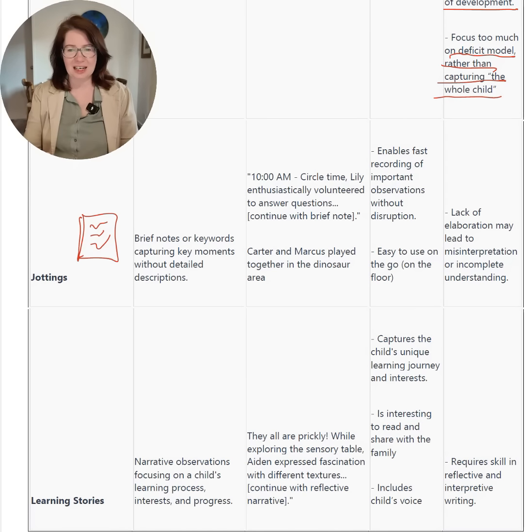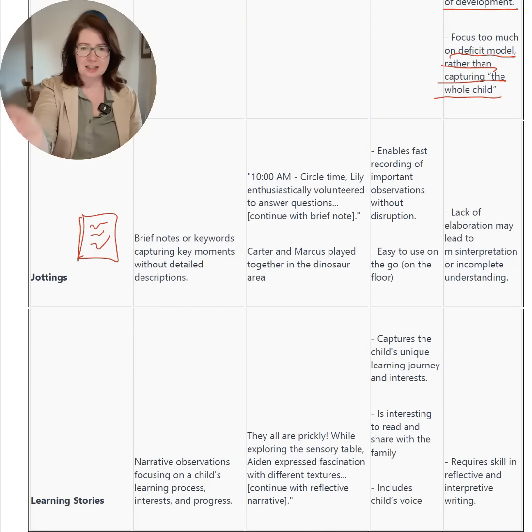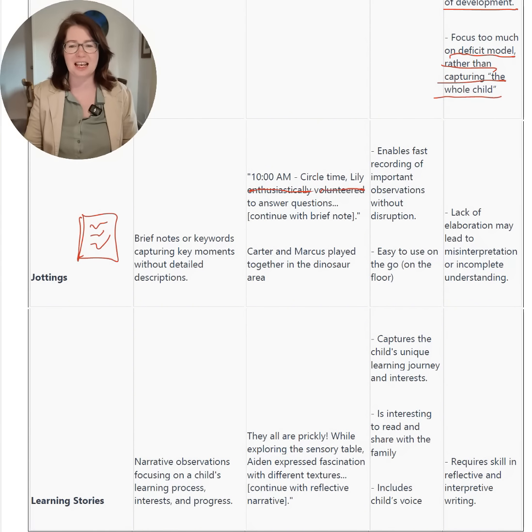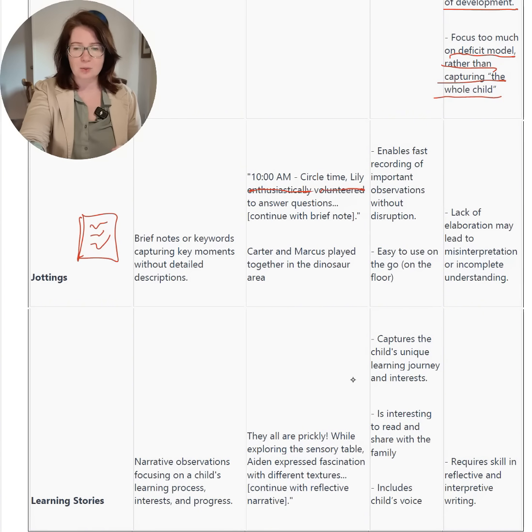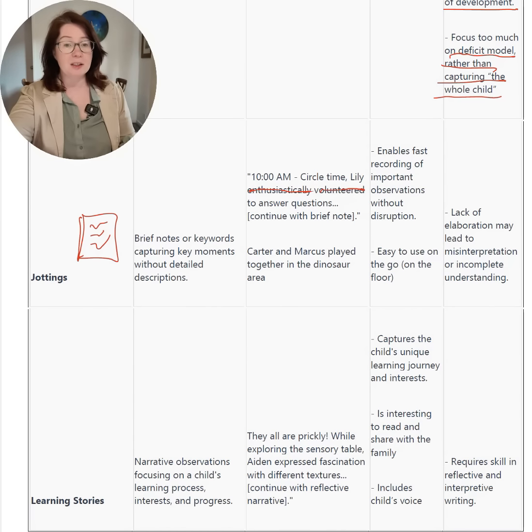So, for example, 10 a.m. circle time, Lily enthusiastically volunteered to answer questions. I'd say this is too long as well. I would say remove that from a real jotting and say answered questions or asked questions. So usually she's quite, let's say, quiet, and she was more enthusiastic this time. Or Carter and Marcus played together in the dinosaur area for about half an hour. They built dinosaur world. Or children explored a dramatic setup and came back to this type of play after lunch. So it was very popular, I will note.